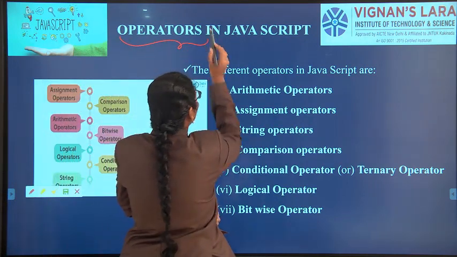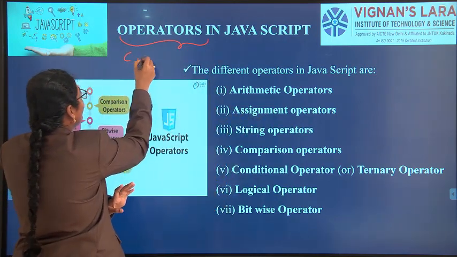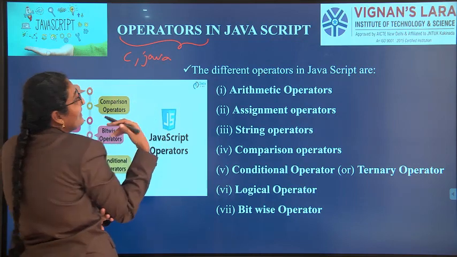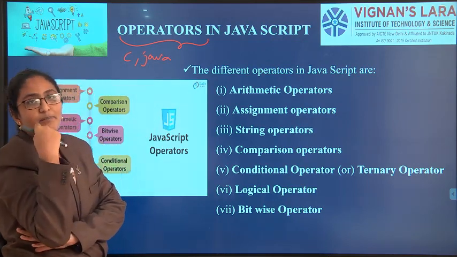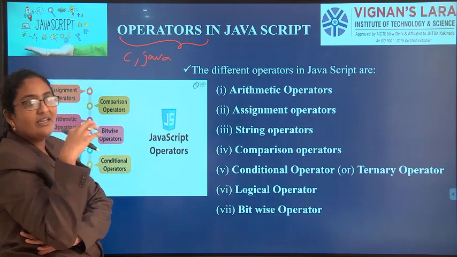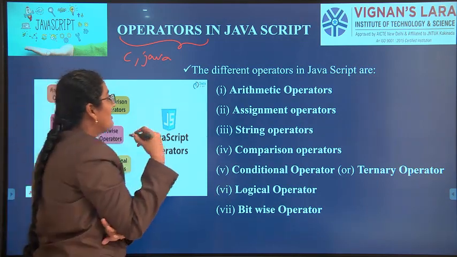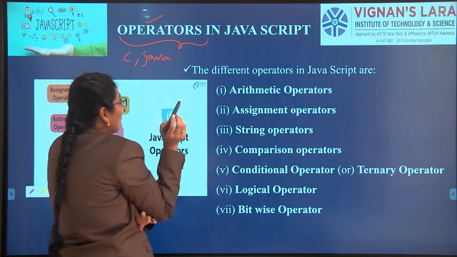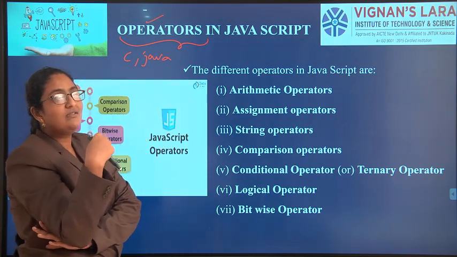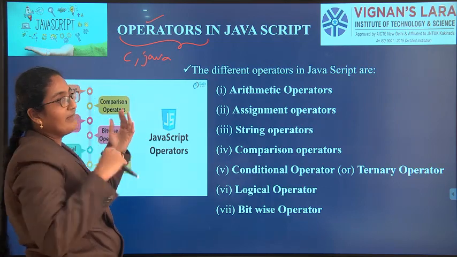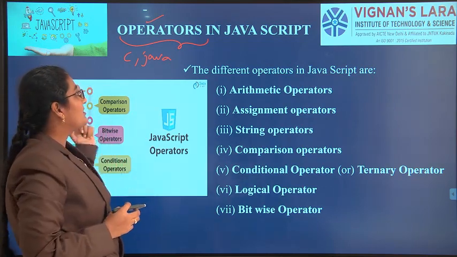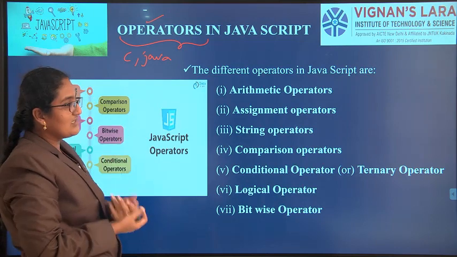So operators you already know. You have studied C, Java, Python, many programming languages. When you are studying programming languages, what is the common point? Some topics are very common in all the programming languages, like operators. We have variables, data types, operators, all these things are common in many programming languages. So I just want to introduce you to operators in JavaScript.